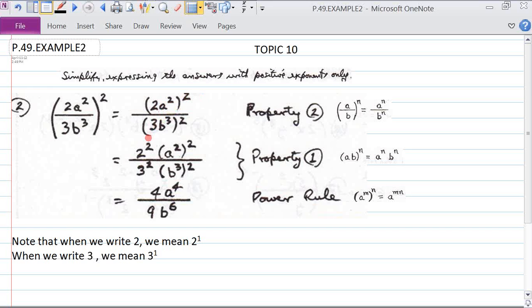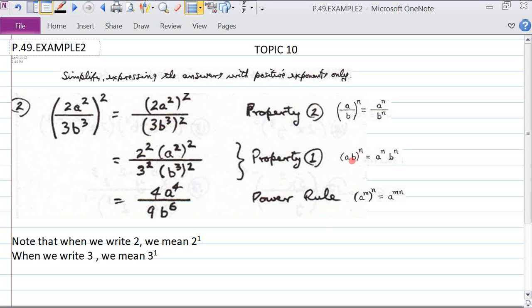So we're going to take 2 and we'll square it. Remember, when I write 2, we mean 2 to the 1. So when I multiply the 1 times the 2, okay, I get 2. Then I'm going to take a squared, squared. Then I'm going to take 3, which is 3 to the power 1, multiply it by the 2, and get 3 squared. And then I'm going to take the b cubed and I'm going to square it. So I'm applying the squared property, in this case, to each individual part.